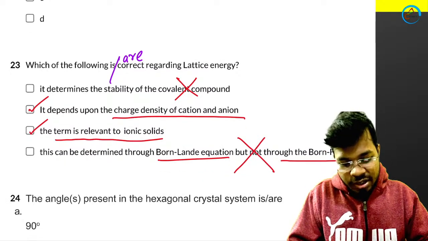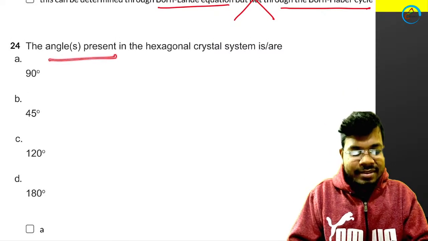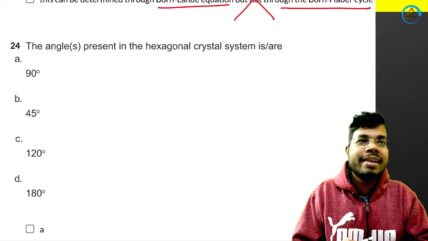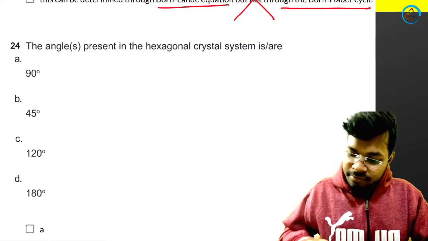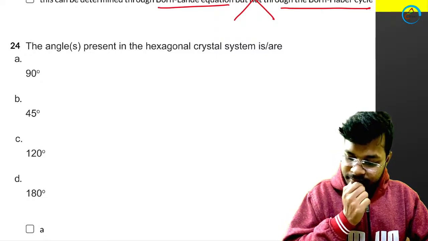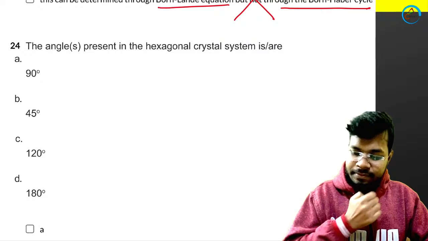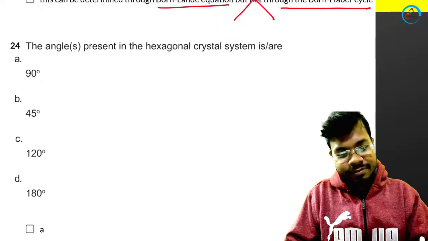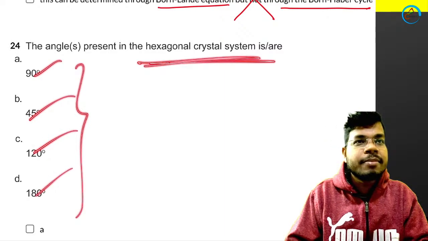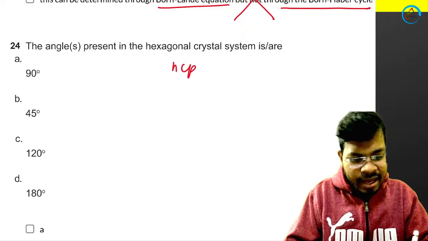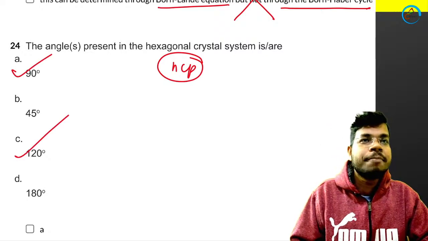Okay. Question number 24. Look at this. The angles present in the hexagonal crystal system. Which angles? A, B, C, D. Which angles are there in the hexagonal crystal system? Hexagonal means like HCP, hexagonal crystal. AC. Very good, Pritham, good job.